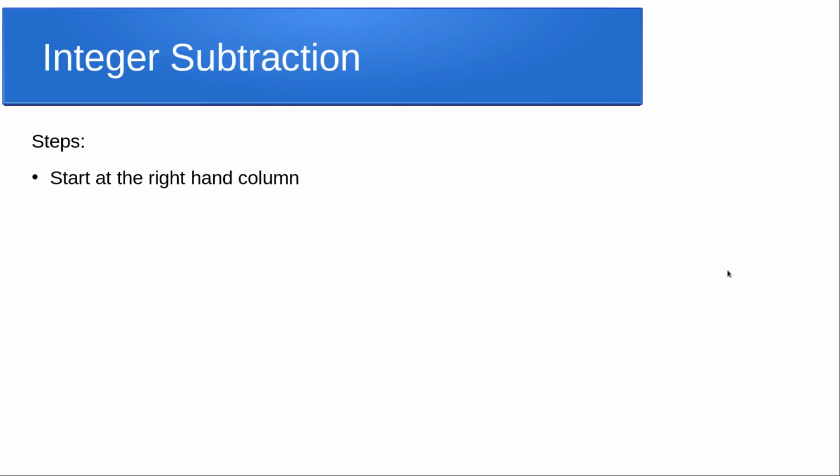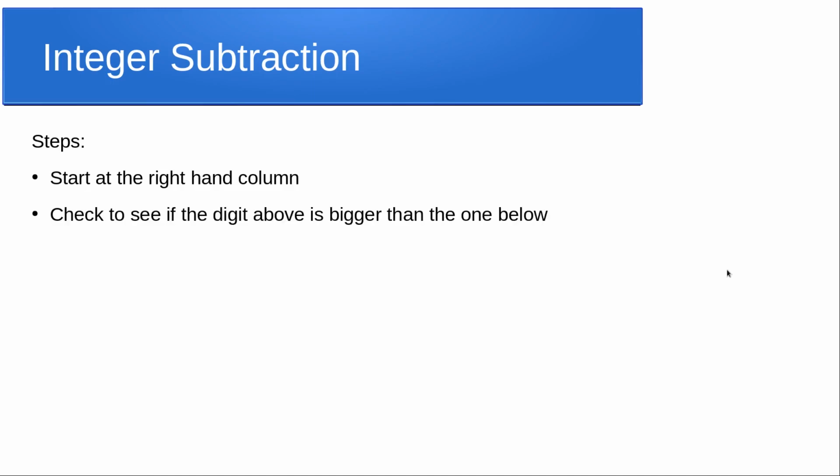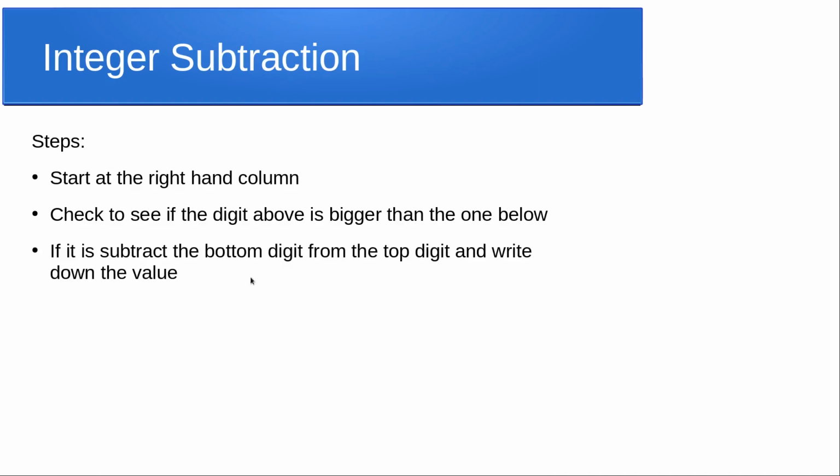So the first thing we do is we're going to start at the right hand column, just like we did with addition. Then we're going to check to see if the digit above is bigger than the one below, because what we do with integer subtraction is we do the top number take away the bottom number, and if the one above is smaller we'd end up with a negative, and that doesn't make sense with the way these questions work. Then if it is, we subtract the bottom number from the top number and we just write it underneath in the same column.